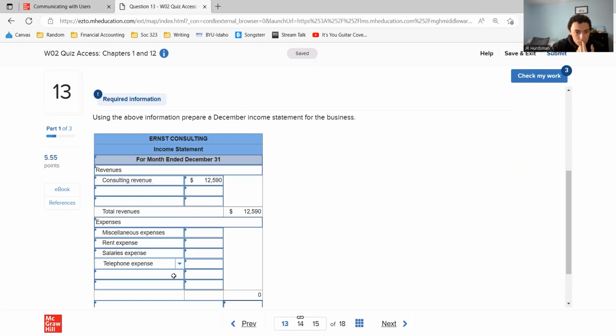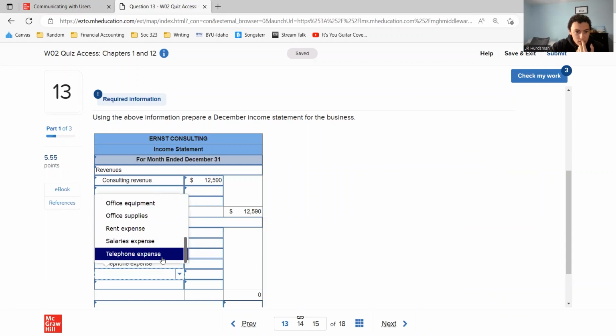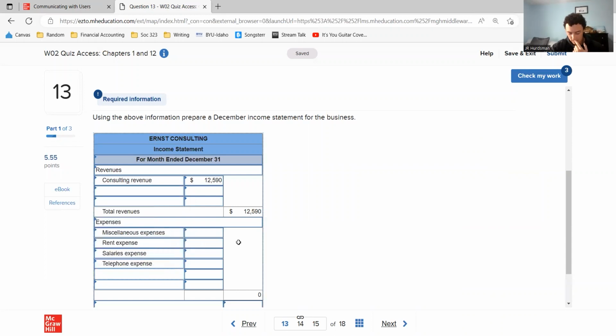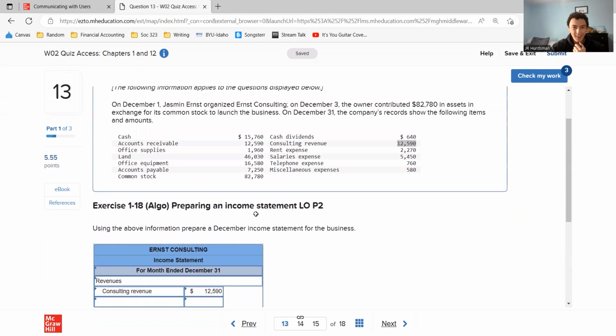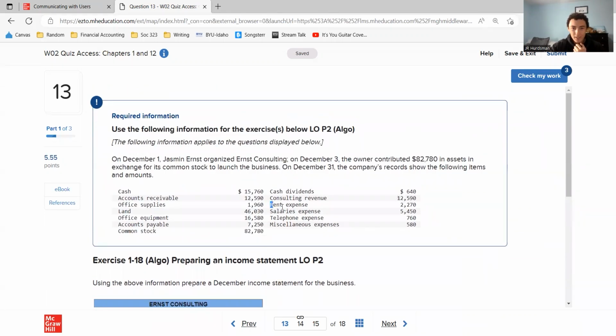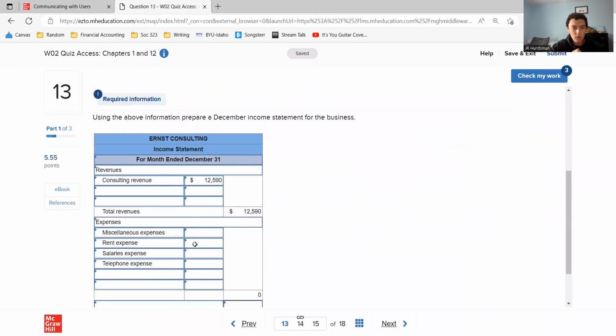Then telephone expense. I think that's all of them. I hope so. It looks about right. Yeah. Rent expense, salary expense, telephone expense, miscellaneous expense. All right, so then you just come up here and copy paste all those expenses into the right ones.